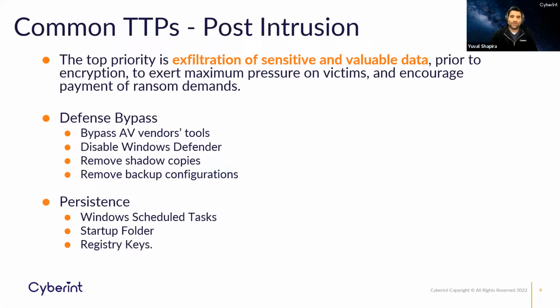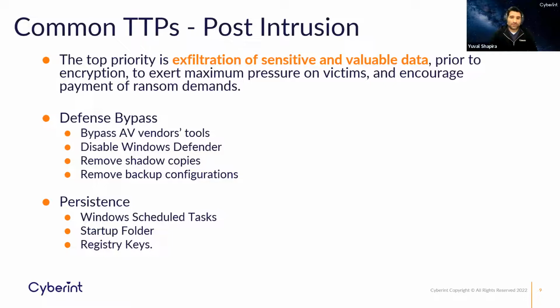Moving along, after the threat actor got his foot in the door, what does he do? So obviously the top priority here is to get the important data and use it as leverage. But how do I do that without getting caught? So first, we can talk about avoiding the security vendors or products. You can bypass antivirus tools. You can disable Windows Defender. You can remove the shadow copies or delete the backups. And next, you want to stay persistent on the system. So you can leverage these using scheduled tasks, registry keys, or startup folders.